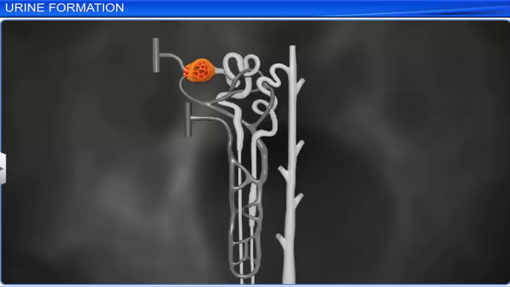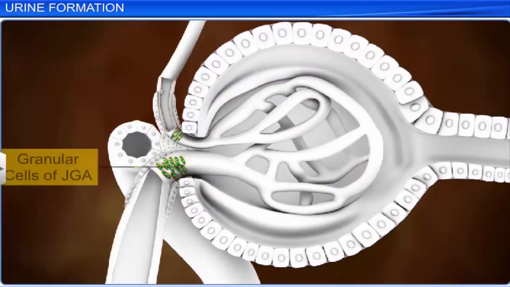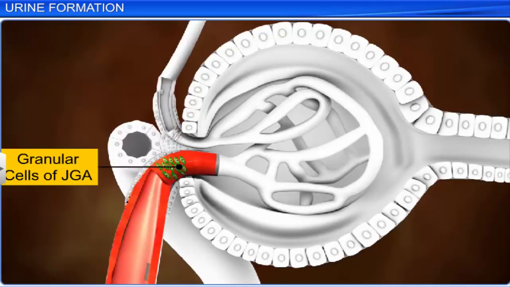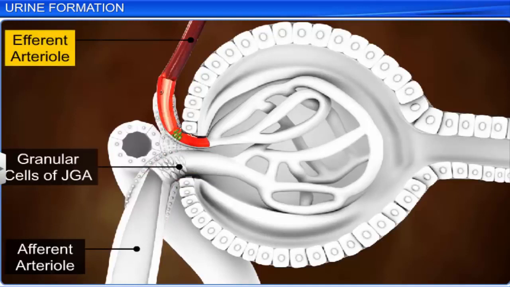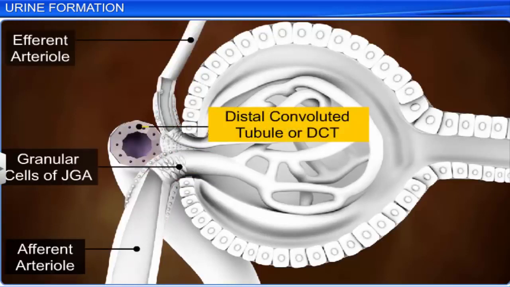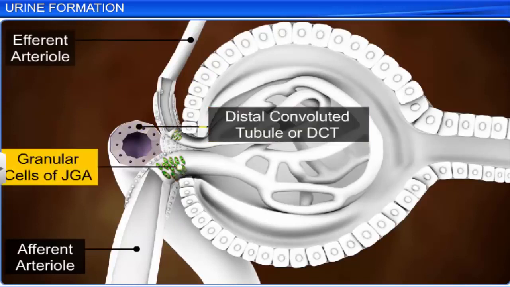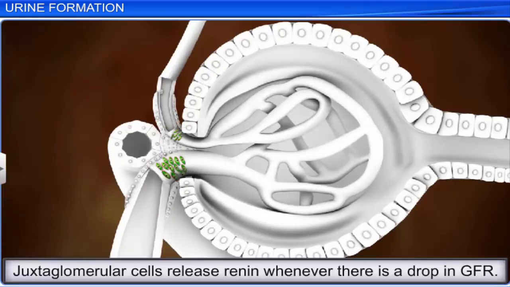The blood pressure in the capillaries acts as a major force in glomerular filtration. Besides, there are certain intrinsic mechanisms in the kidneys that auto-regulate the GFR. The Juxtaglomerular Apparatus or JGA is one such microscopic structure that regulates the GFR. The JGA is formed by cellular modifications between the afferent and to some extent the efferent arteriole and the distal convoluted tubule or DCT of the same nephron at their point of contact. The juxtaglomerular cells release renin whenever there is a drop in the GFR, which stimulates glomerular blood flow and normalizes the GFR.